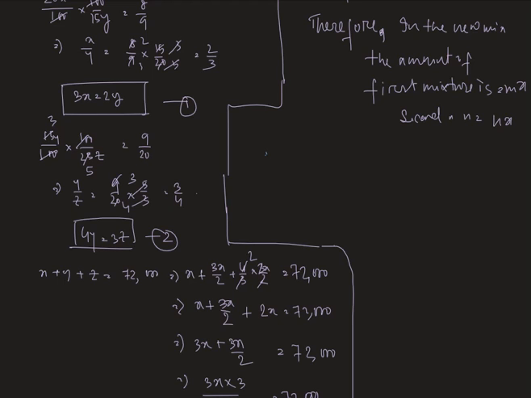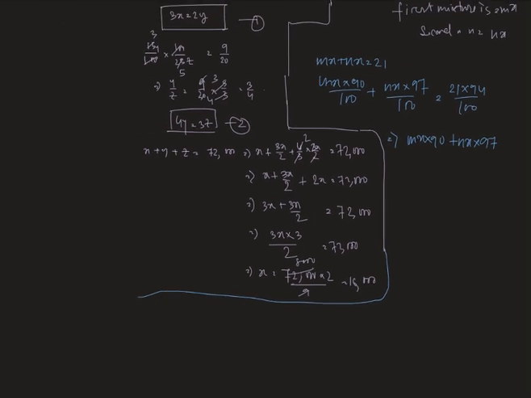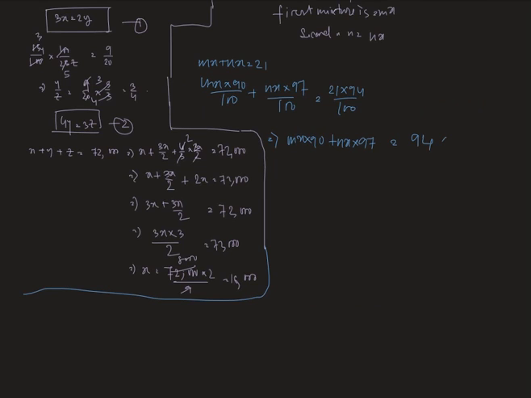Therefore, in the new mixture, mx plus nx is equal to 21 by the question, and mx into 90 divided by 100 plus nx into 97 divided by 100 is equal to 21 into 94 divided by 100, because in the new mixture the purity percentage is 94%. Okay, so from this we get another equation, which is mx into 90 plus nx into 97, which is equal to 94 into 21.